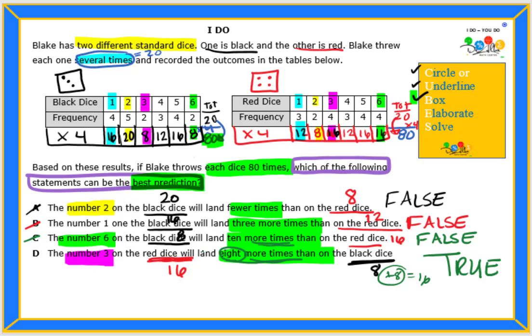So it is important to follow your strategies all the way through so that you can make sure we're not making an error. So in this case, we found out that the number 3 on the red die was in fact landed on more times than the black one landed on that 3, and it was 8 more times. So the correct answer is D.